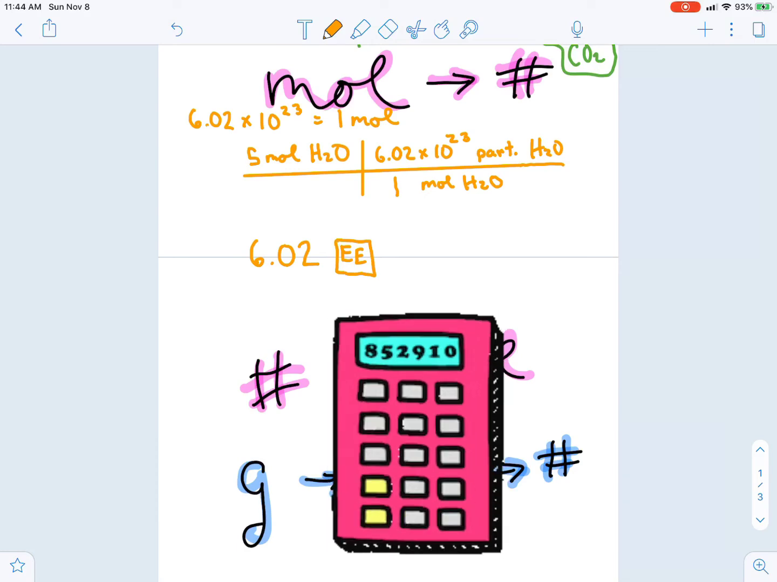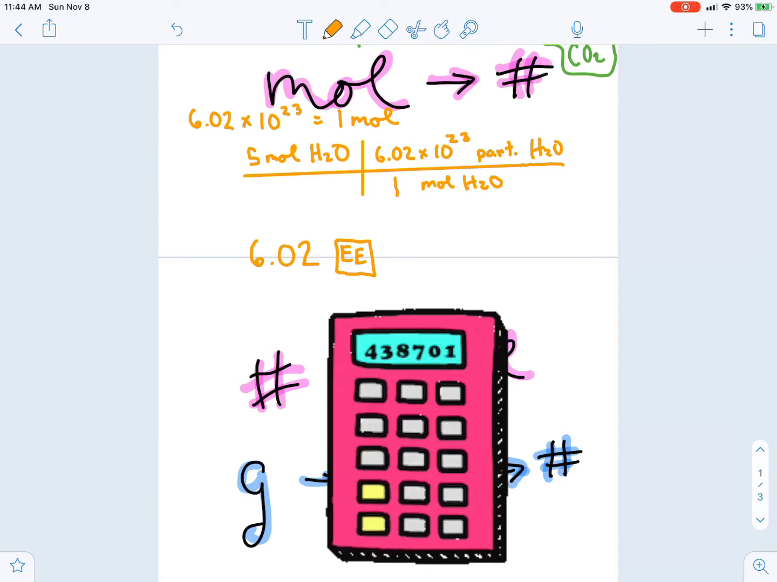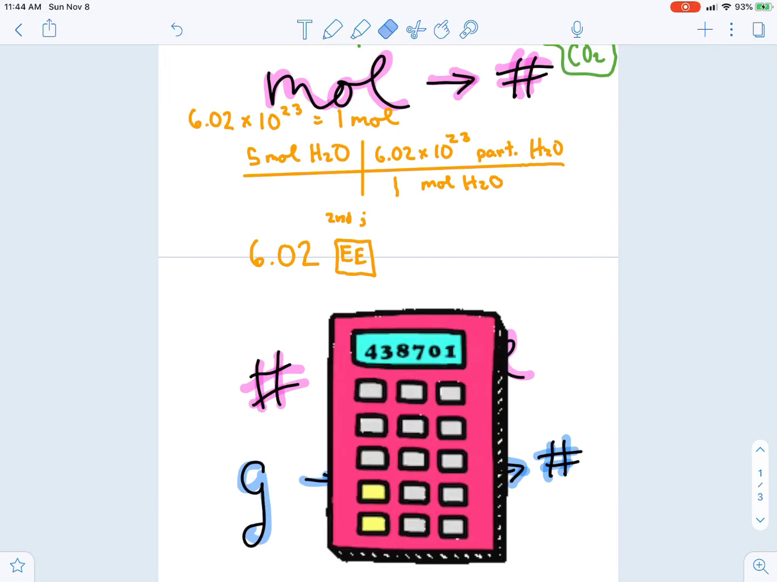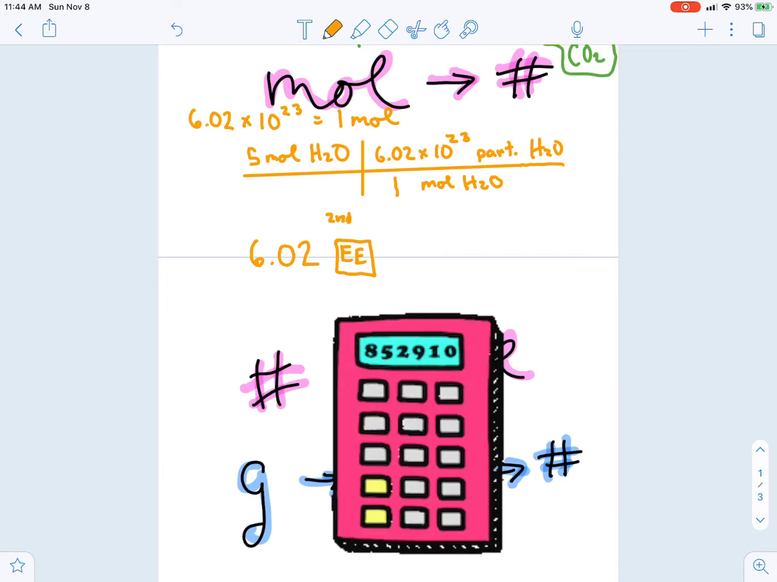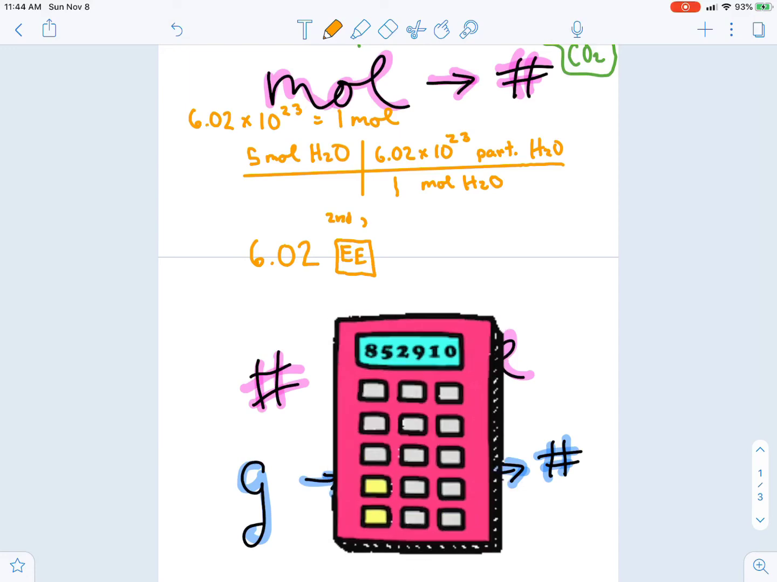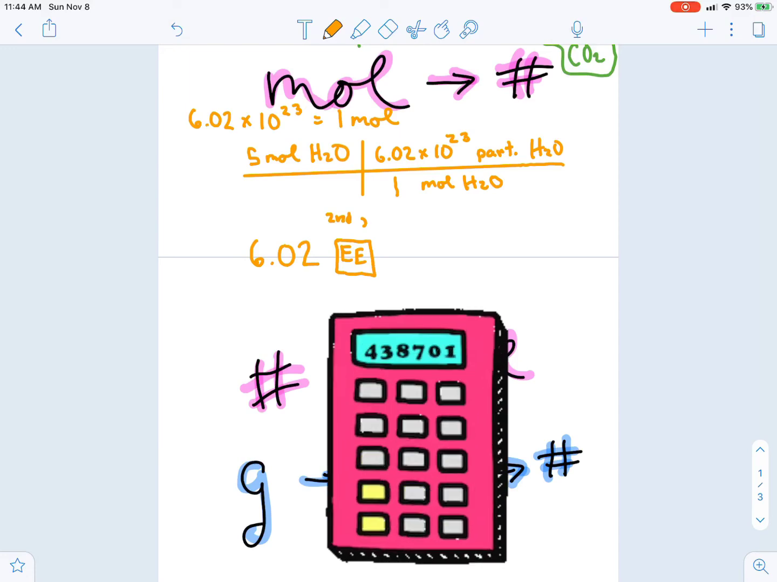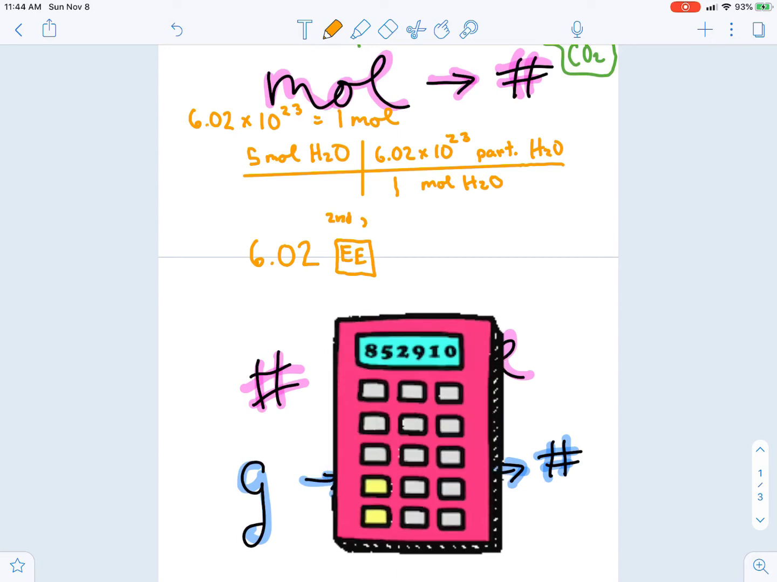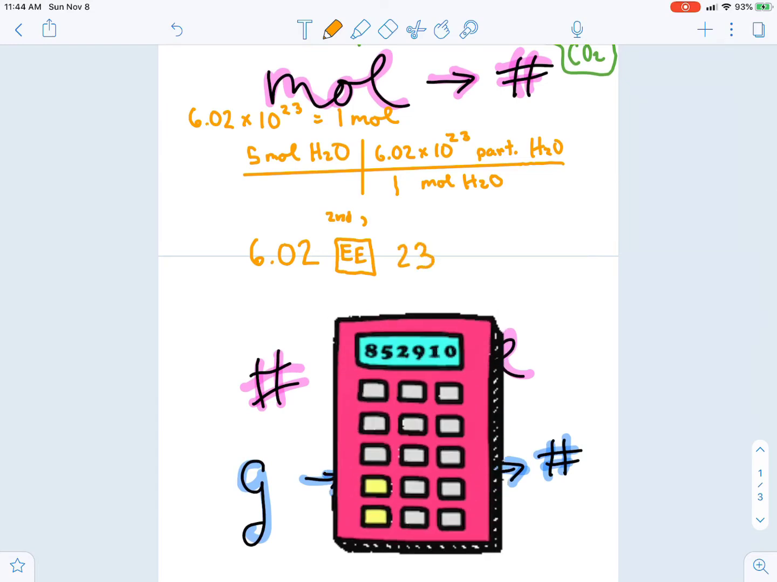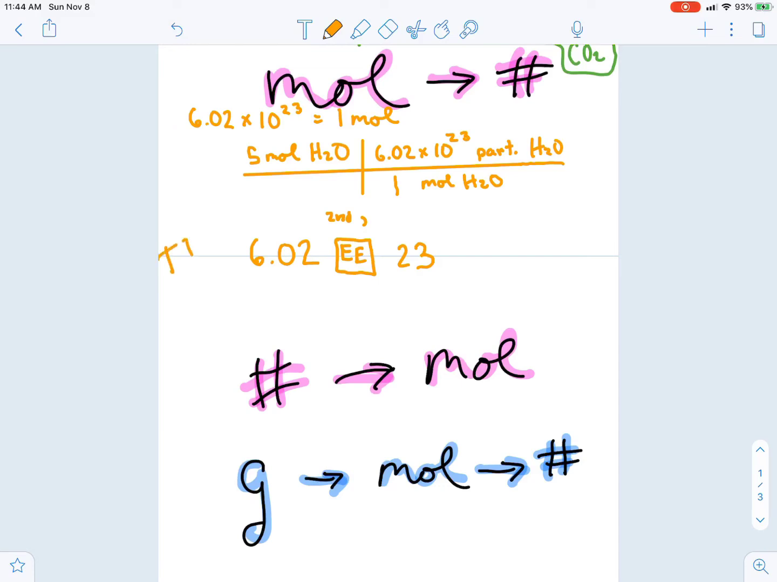Second comma on your calculator if you have a TI-84 Plus CE. If you don't, it may be some other thing, but you're looking for EE or EXP. All right, and then we're just going to put that number in, 23. All right, that's TI. So that's how you're going to punch that in.